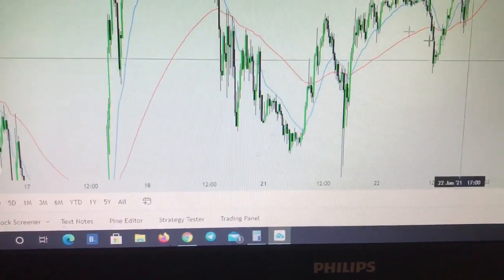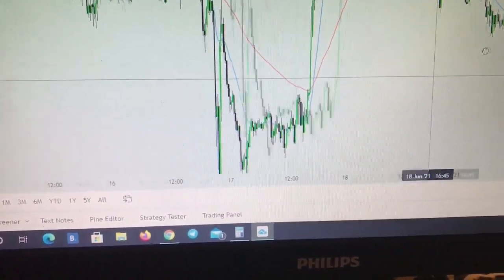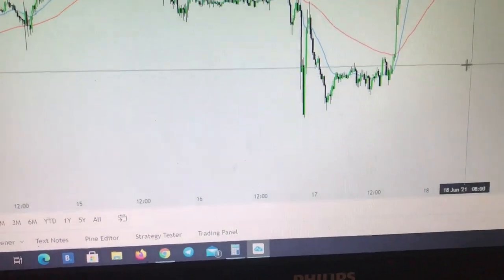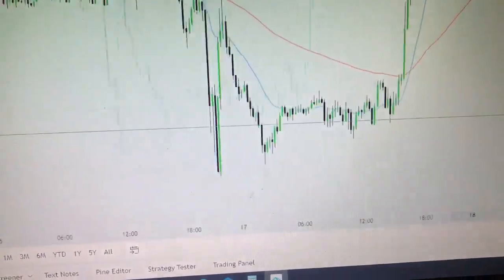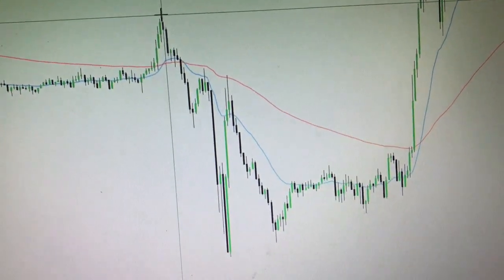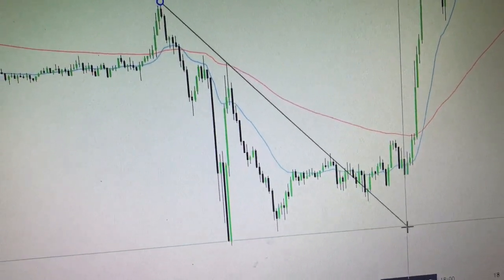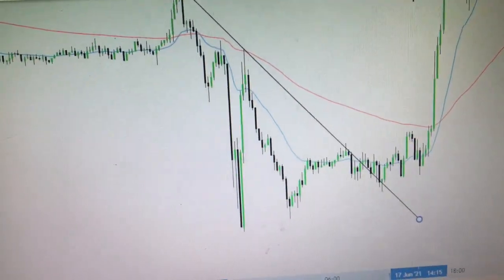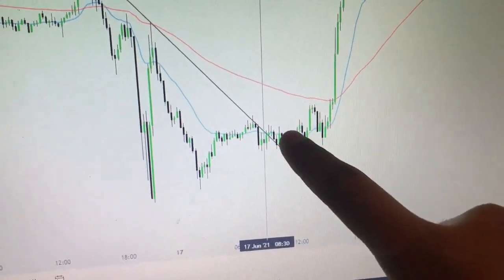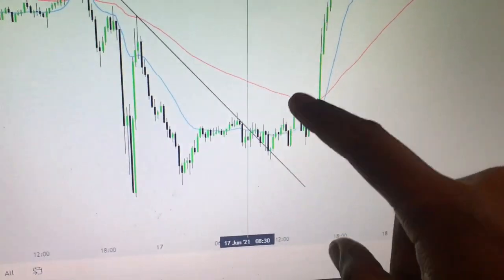Let's see another one. Here's another example. If I zoom in, this is also a buy. You can see a trend line touch here, trend line touch here. It's one touch, second touch, and one touch, second touch. It broke out. One, two, and then it broke out.